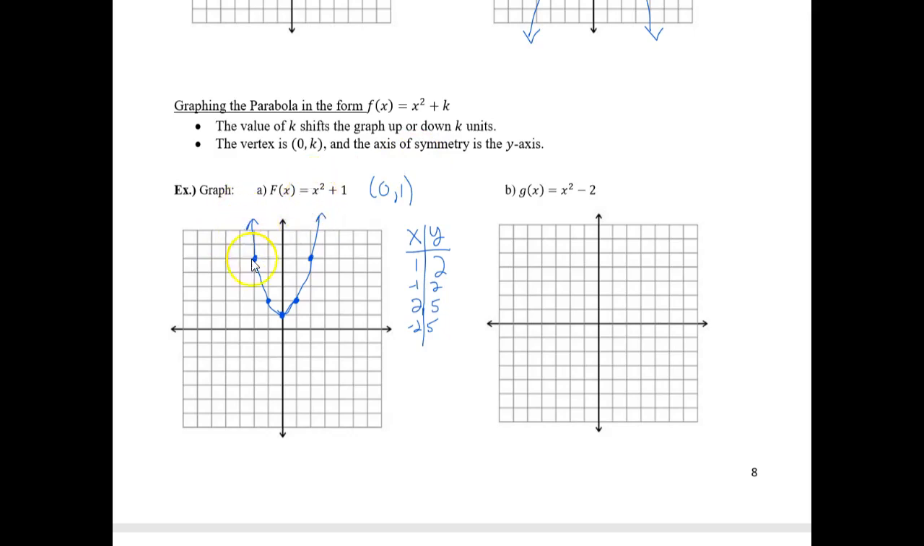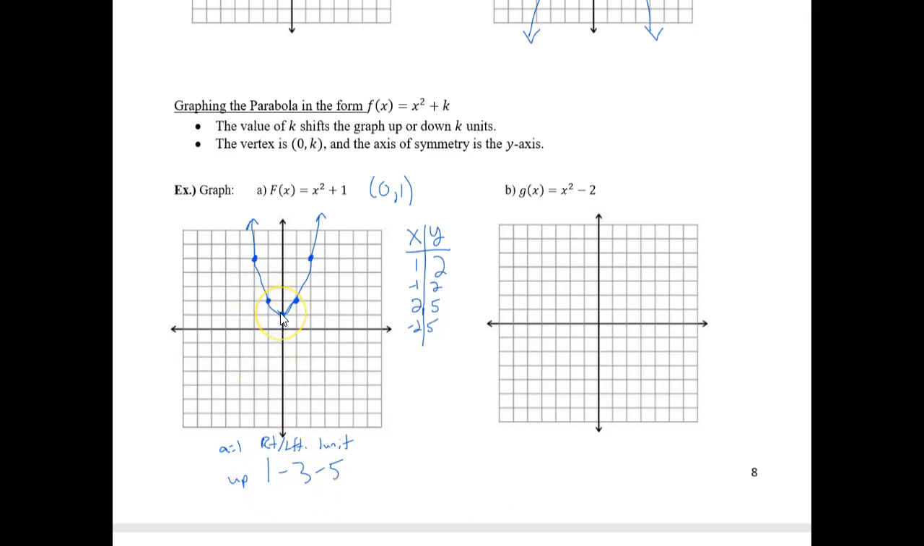A was positive, so it's facing upward. It's positive 1. So a shortcut to graph is that it's going to follow a 1, 3, 5 kind of pattern if a equals 1. So if a equals 1, it follows this 1, 3, 5 pattern. What's going to happen is you go right or left 1 unit at a time, and then you go up or down, depending on if it's positive or negative, the 1, 3, 5.